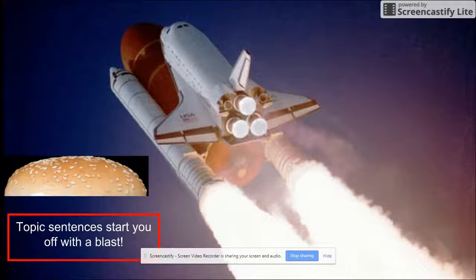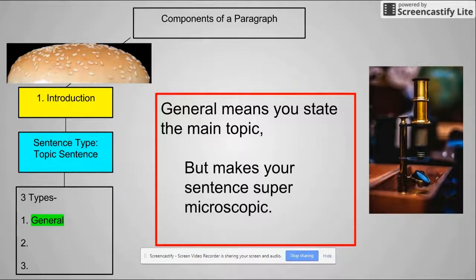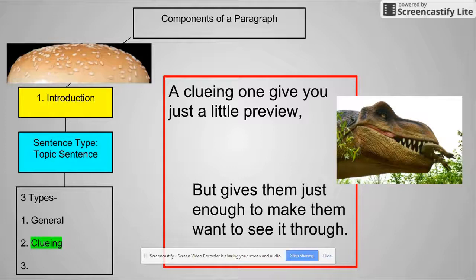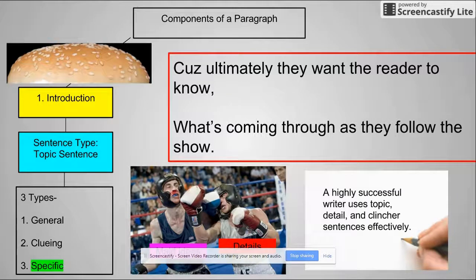Topic sentences start you off with the blast. General, cluing, specific gets you started real fast. General means you just state the main topic but makes your sentence super microscopic. A cluing one gives you just a little preview but gives just enough to make them want to see it through. The best and the brightest use specific in their writing. It's got the main idea and the details all fighting, because ultimately they want the reader to know what's coming through as they follow the show.